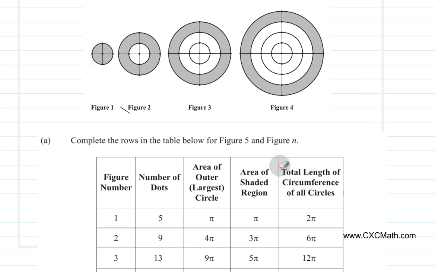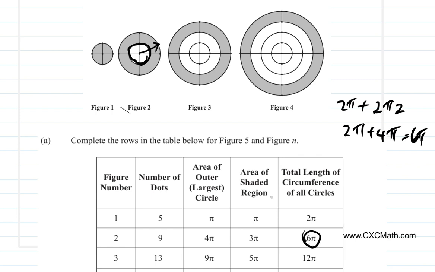Just figuring out how they get these. You probably wouldn't have time for all of this in the exam, but let us look at it anyway. We know that this circumference is 2 pi. Plus the circumference of the circle with radius 2, which is 2 pi times 2, which is 4 pi. So 2 pi plus 4 pi gives you 6 pi for the total length.